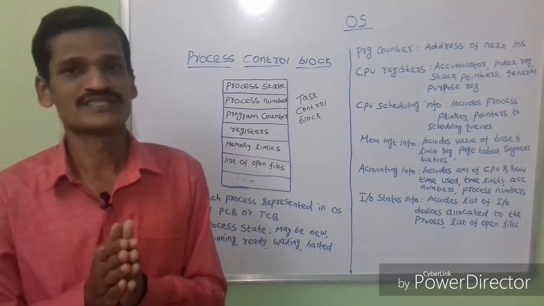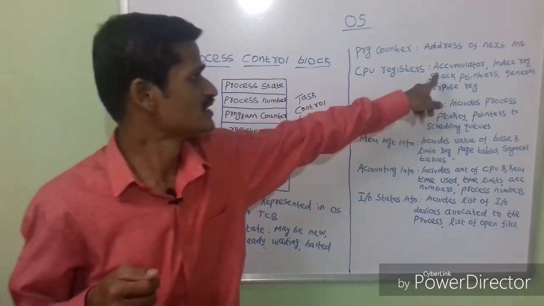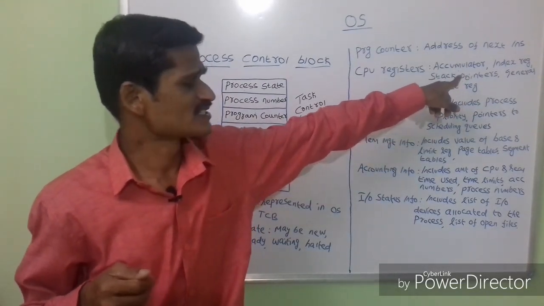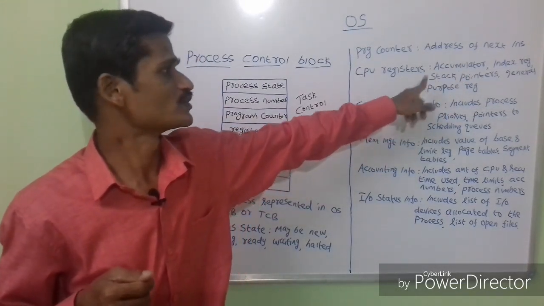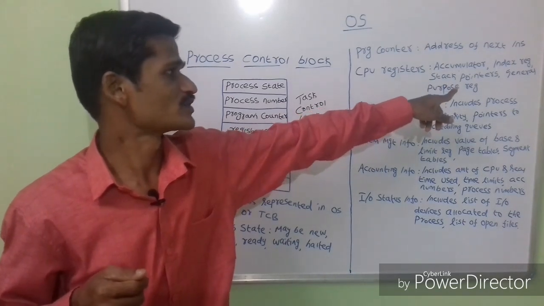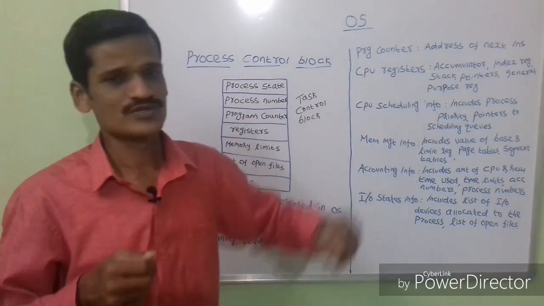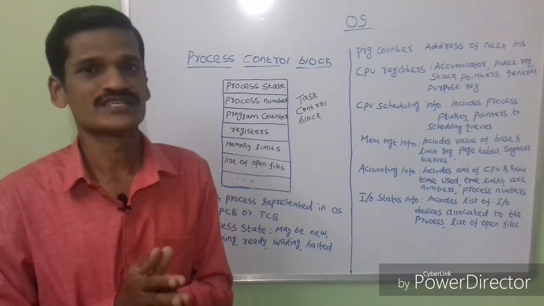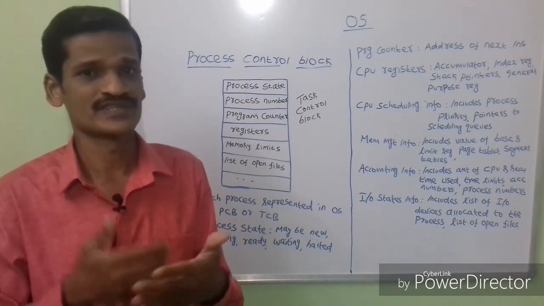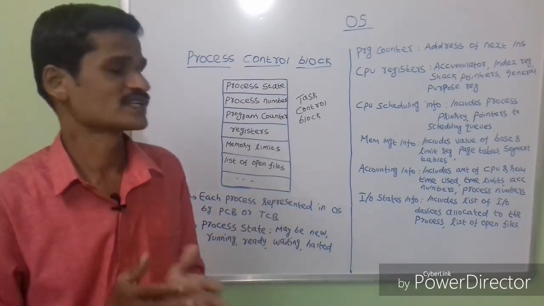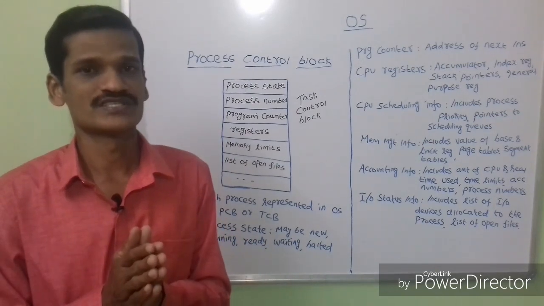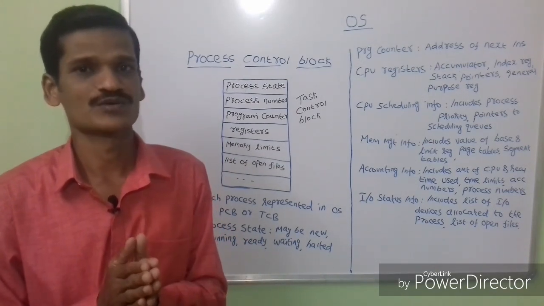So what are all those registers? That is what we are going to see now. The accumulator, the second one is the index register, the third one is the stack pointer, and the fourth one is the general purpose registers. In our future class we are going to see each and every register with a brief explanation. For now it's enough to know what CPU registers we have in the process control block.